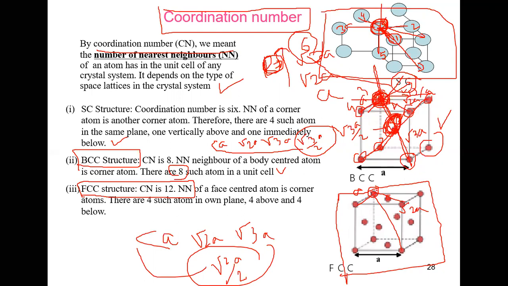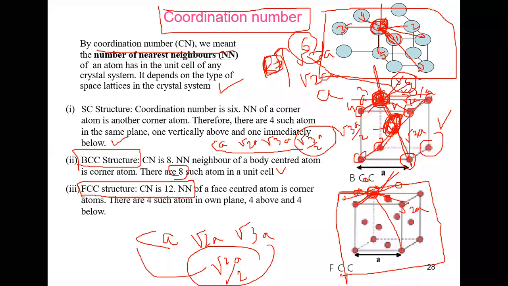So how many nearest neighbors does this corner atom have? To find that out: 12. If we draw the neighboring unit cell, this one has one face center atom, this one has another face center atom, this one has another, and this one has another. So 4 atoms are at a distance root 2a by 2 in its own plane.